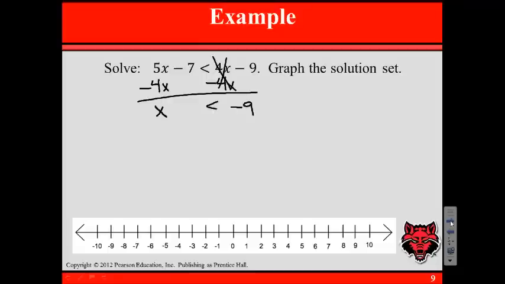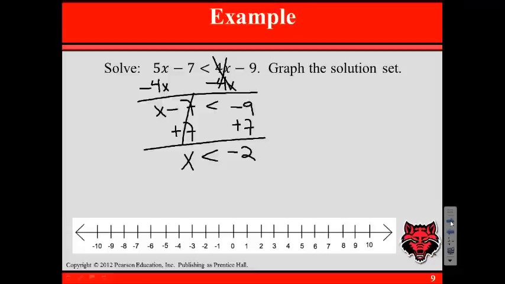5x minus 4x is x, so we have x minus 7 is less than negative 9. At this point, we will add 7 to both sides of the inequality. The opposite 7's cancel, so we're left with x on the left-hand side, and x is less than negative 9 plus 7, which is negative 2.